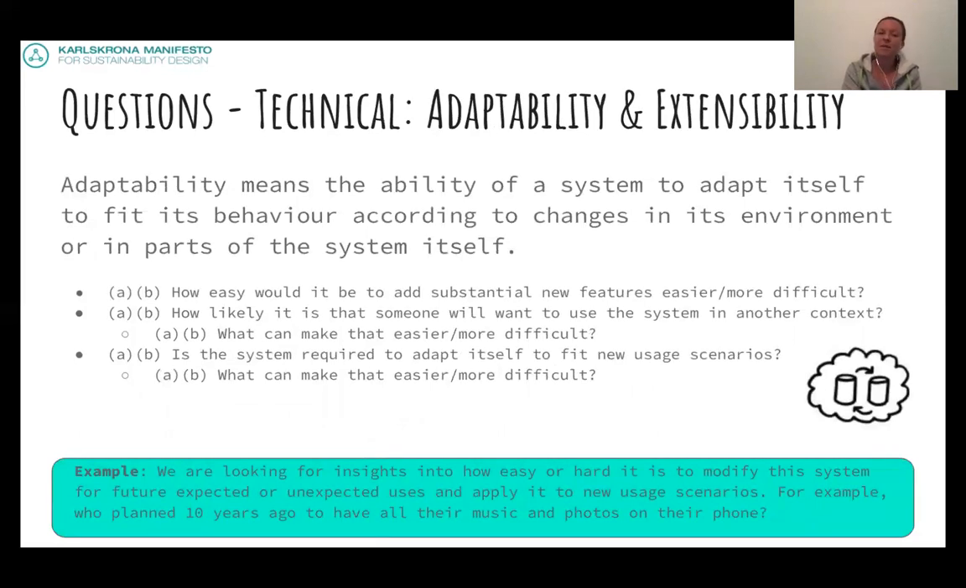Adaptability and extensibility. So it means the ability of a system to adapt itself to fit its behavior according to changes in its environment or in parts of the system itself. How easy would it be to add substantial new features? How likely is it that someone will want to use the system in a different context? Ever heard of unintended uses? What can make that easier or more difficult? Is the system required to adapt itself to fit new usage scenarios? And what can make that easier or more difficult?